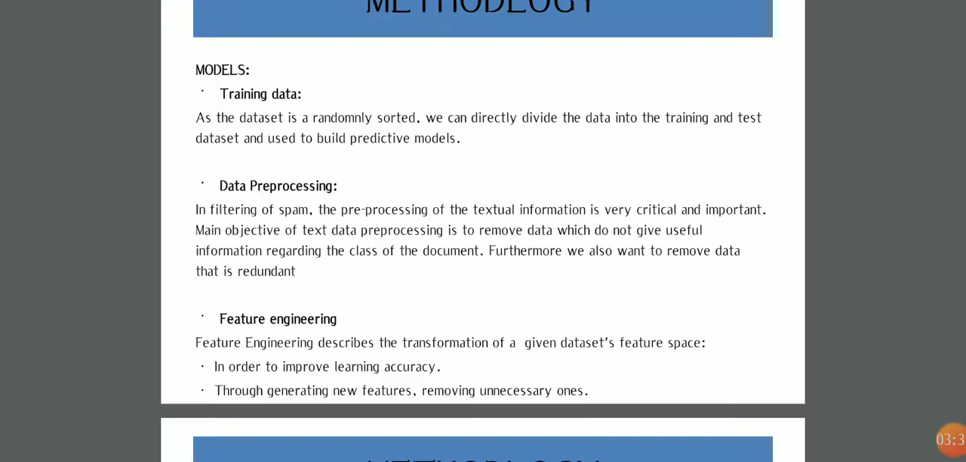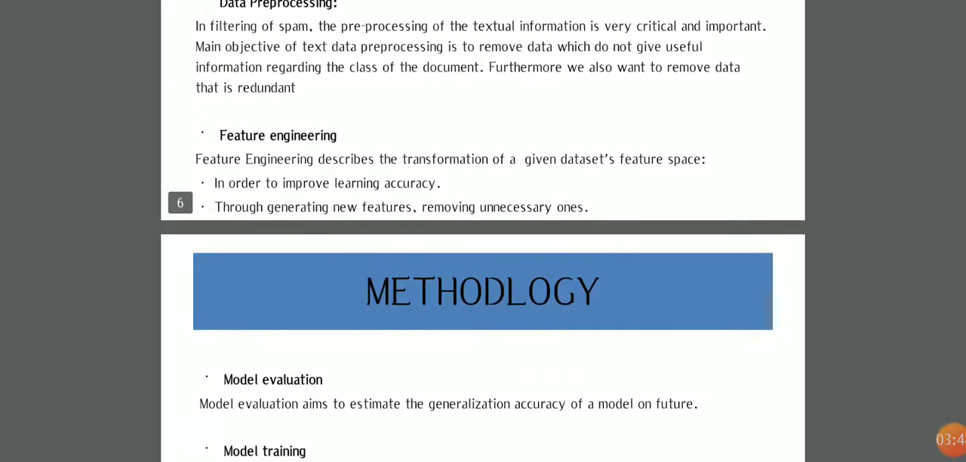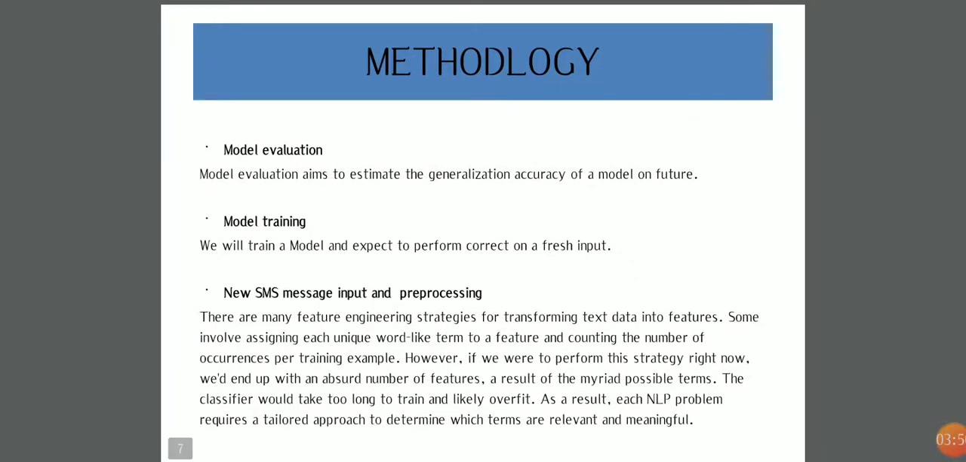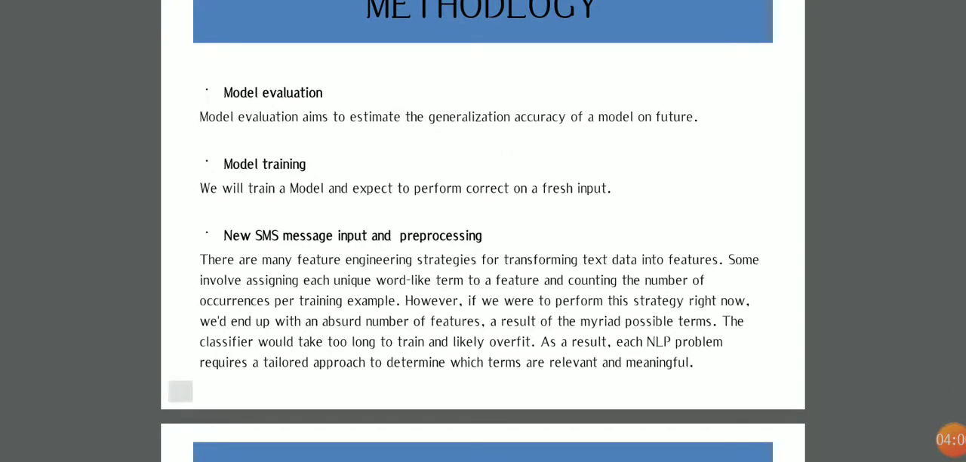Feature engineering describes the transformation of a given dataset's feature space in order to improve learning accuracy by generating a few features and removing unnecessary ones. Another part is model evaluation. The model evaluation aims to estimate the generalization accuracy of a model on future data. Next, the model training. We will train a model and expect it to perform correctly on a fresh input, and new SMS input and pre-processing.